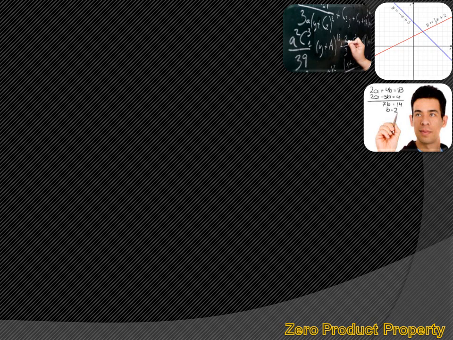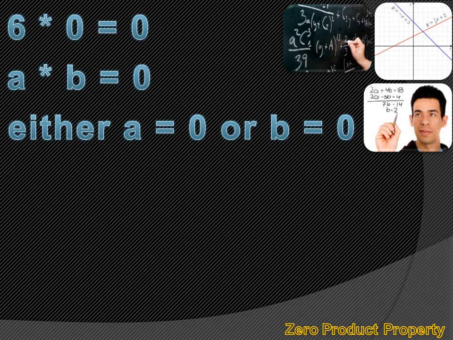The zero product property is the last property we're going to work on in this lesson, and it's pretty easy. I mean, you understand that 6 times 0 equals 0. And you probably understand, and it is true, that if my answer in a multiplication problem is 0, then one or both of my factors has to be 0. For instance, if I've got a times b equals 0, I know that either a equals 0 or b equals 0, or both a and b equal 0.